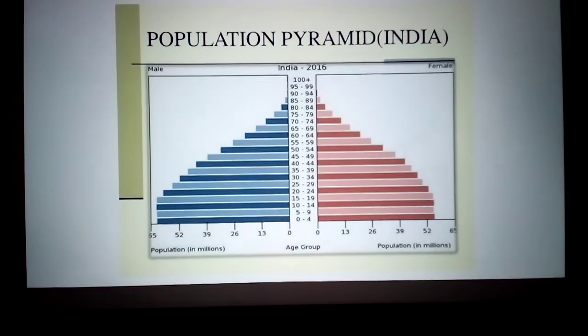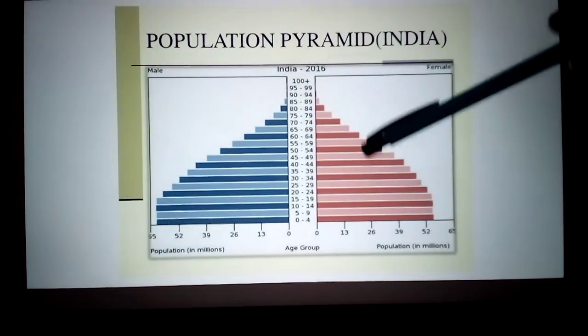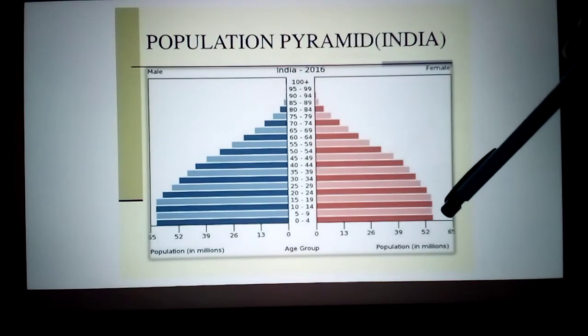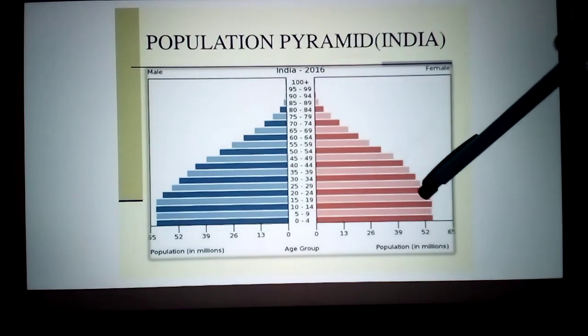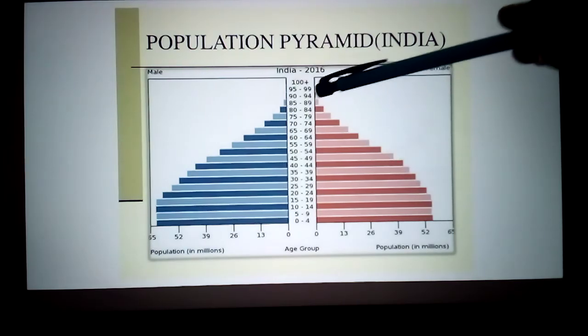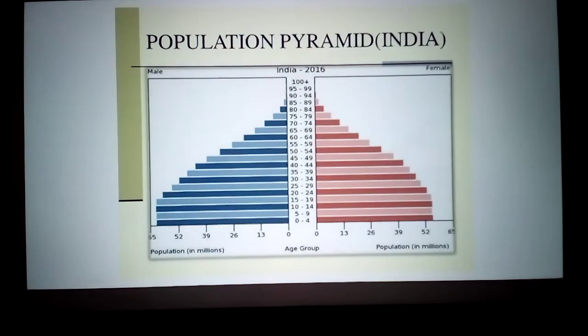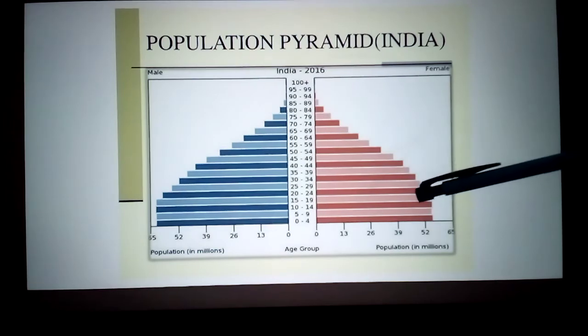So here, see the population pyramid, it has a different shape. Down here you see it is broad, while as we go upward it becomes narrow. The broad size at the bottom shows the number of children below 15 years, and it reflects the level of the birth rate.